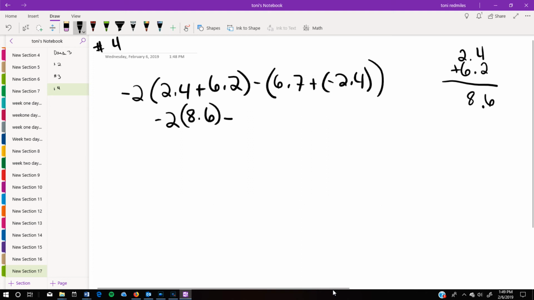Got to do my next parenthesis. It is a negative over here and a positive over here, so I'm going to subtract those two numbers. Different signs, I subtract. And the bigger sign is positive, so I'm going to have a positive 4.3. Okay, very good, very good.